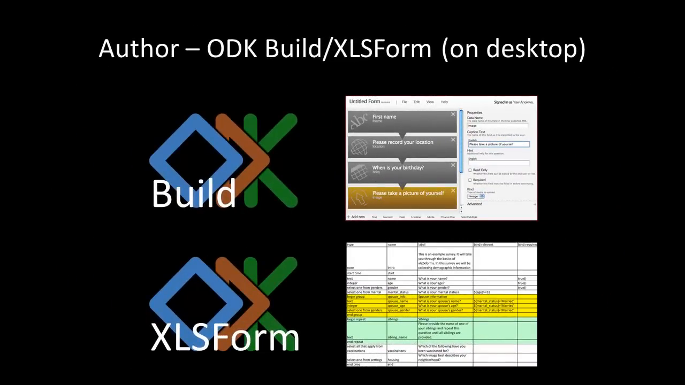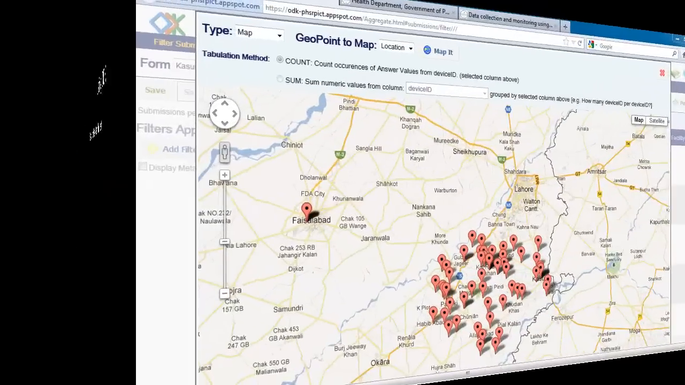ODK includes two form authoring tools. Build is a graphical drag-and-drop tool for creating simpler forms. XLS Form allows larger forms to be laid out in a spreadsheet using Microsoft Excel.